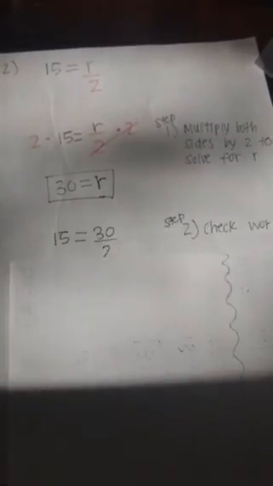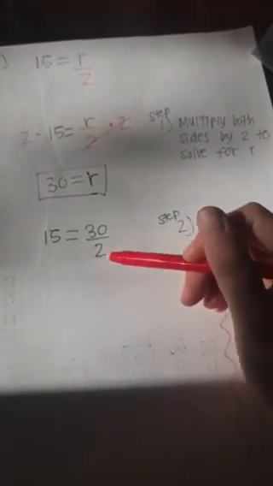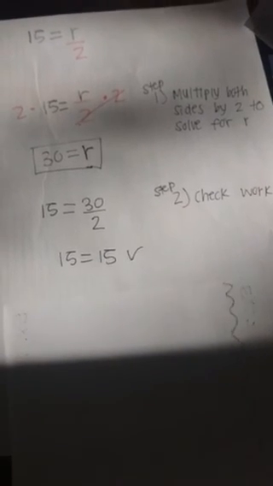So now we're going to plug 30 in where that r was. 30 divided by 2, we need to see, is it 15? Yes. 2 goes into 30 15 times, so we were correct. 15 equals 15.